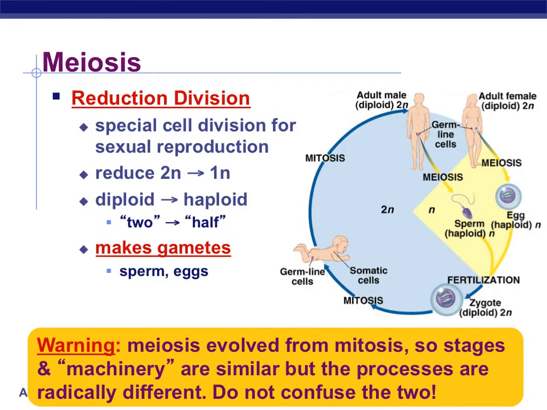A term I want you to be familiar with is reduction division. And what that means is that the results of meiosis, the cells that result from meiosis, there is a reduction in the genetic material. It is cut in half. So there are two divisions in meiosis.